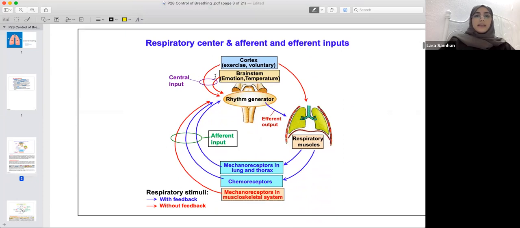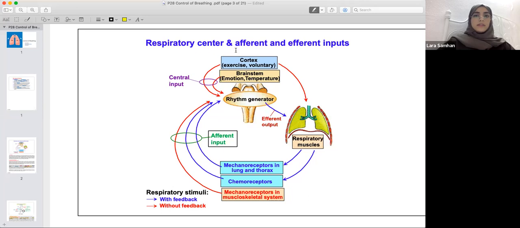Basically, this diagram explains the respiratory center, the afferent and the efferent inputs. So what is afferent and what is efferent? Let's say I touched something hot. Once I touch this hot thing, the impulse or the nerve that moves from my fingertip all the way to the brain is the afferent. Efferent is the outcome, or my response to it. So my response, for example, is to move my hand. So afferent is basically the input, and efferent is the output. This is just an easy way to remember it.